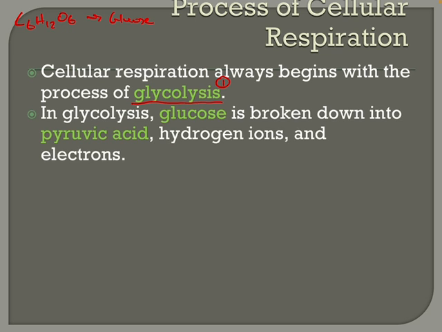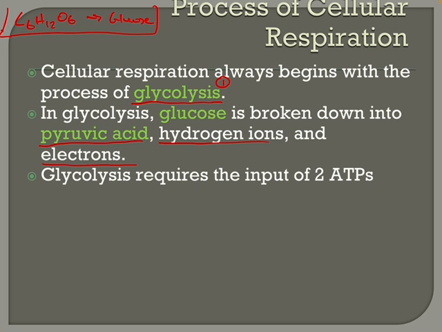So in glycolysis, this glucose molecule up here, the C6H12O6, the one glucose that is your reactant, is broken down into pyruvic acid, hydrogen ions, and electrons. So it just gets broken down. Glycolysis itself is a very complicated process, but you don't need to worry about how it happens. All you need to know is that cellular respiration starts with glycolysis. Glycolysis is the process of breaking down a glucose molecule. And when you break down that glucose, you get pyruvic acid, hydrogen, and electrons.